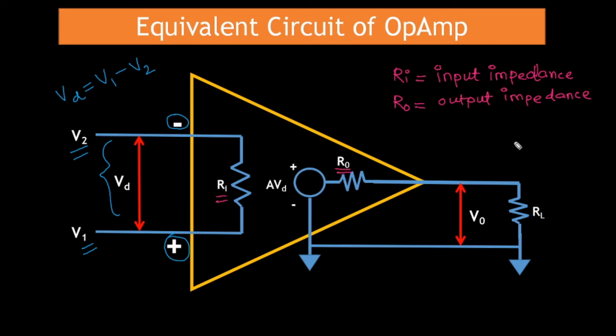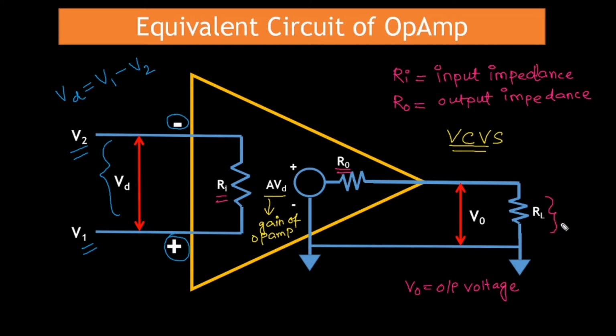The most important thing to note about an op amp is that it is a voltage controlled voltage source. As we can see, this is a voltage source whose value is given by A into Vd, where A is the gain of the op amp. And V0, which is the output voltage, is obtained across a load resistor RL and the ground. So this is the equivalent circuit of an op amp.